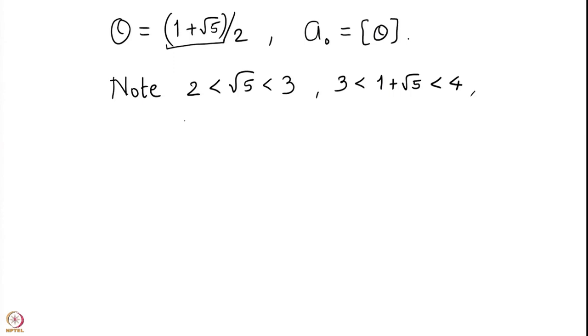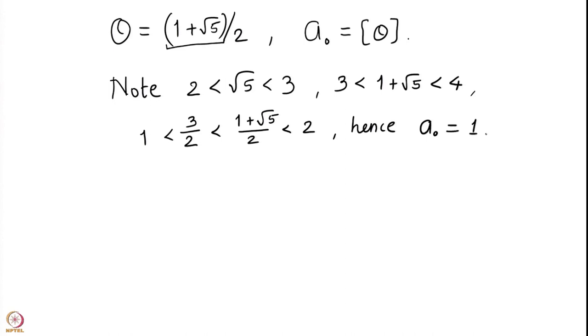Divide the equation by 2 and you get 3 by 2 is less than 1 plus root 5 by 2 is less than 2, which is 4 by 2. And of course, we have that 3 by 2 is strictly bigger than 1. Therefore, a 0 is equal to 1. So, we have that our theta, which is 1 plus root 5 upon 2, is 1 plus 1 upon theta 1, where theta 1 is certainly bigger than 1, but we should be able to compute theta 1 from whatever we have obtained so far.